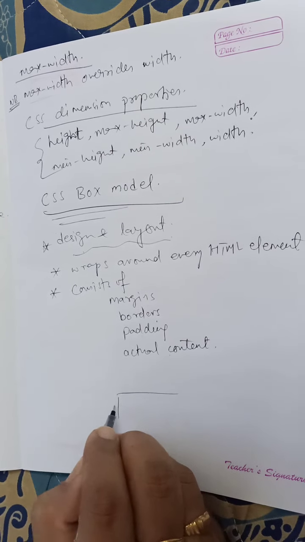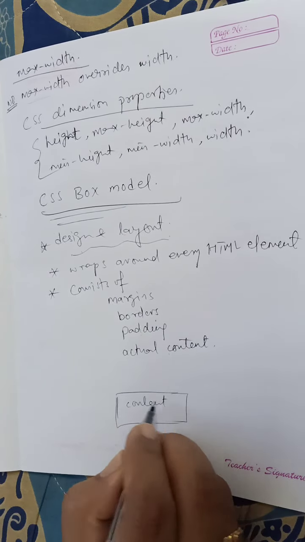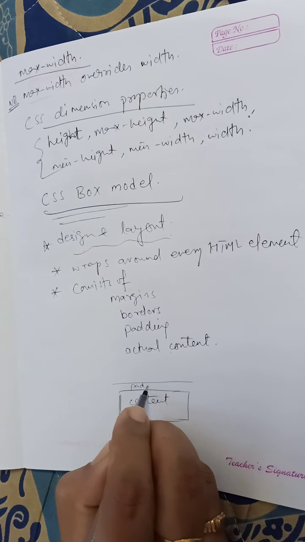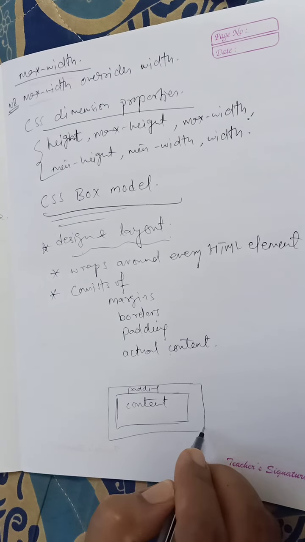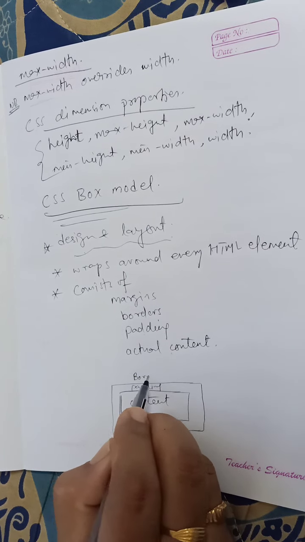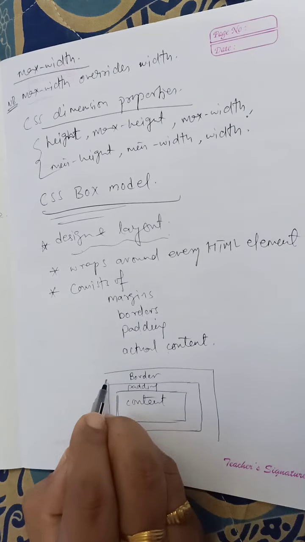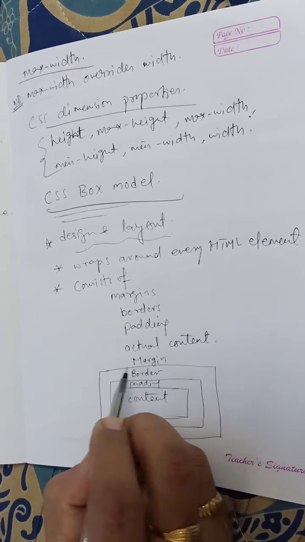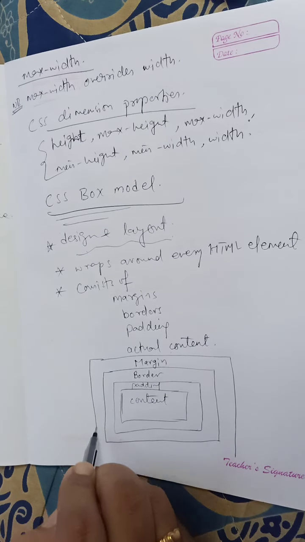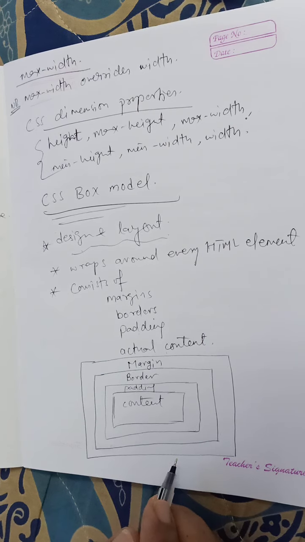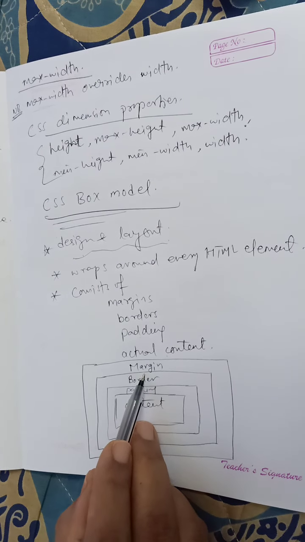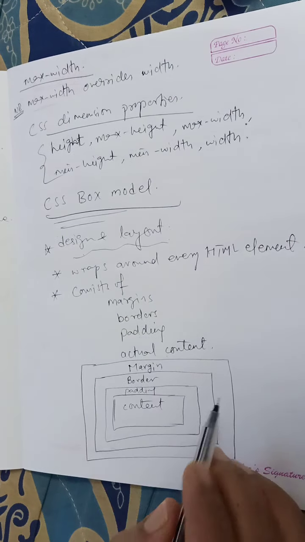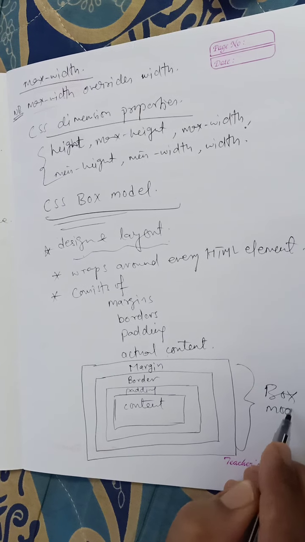So if I say that this is my content, then comes the padding, then comes the border, and then comes the margin. Okay, so content, padding, border, and margin. These are the four things. This total structure is my box model.